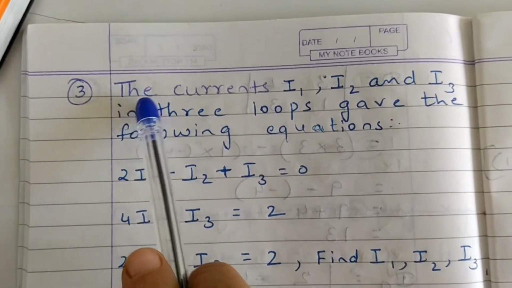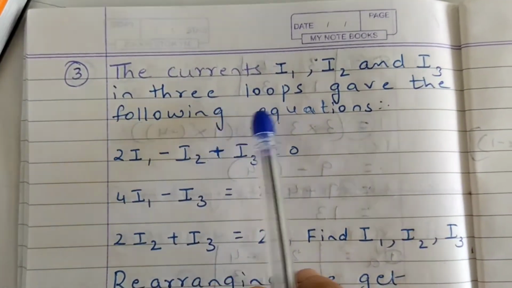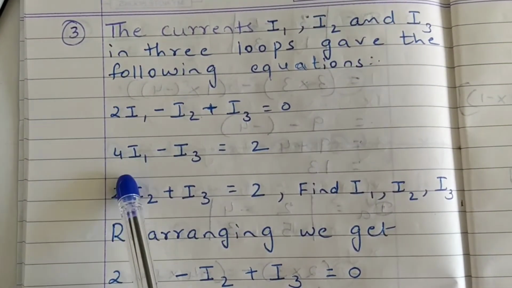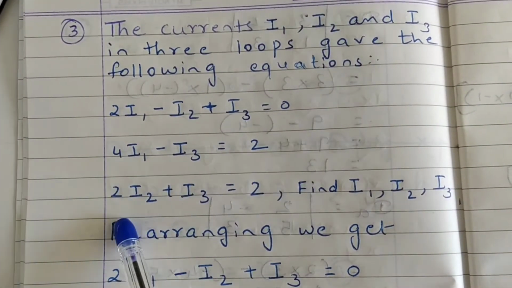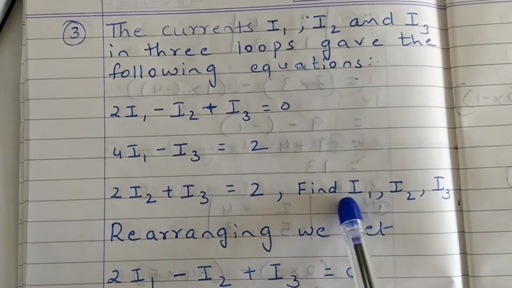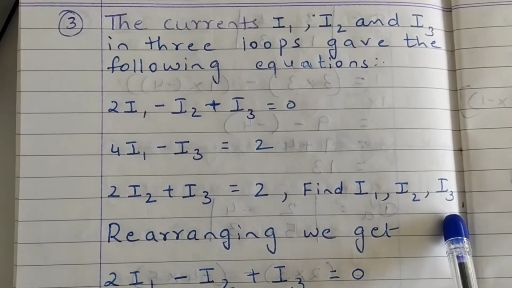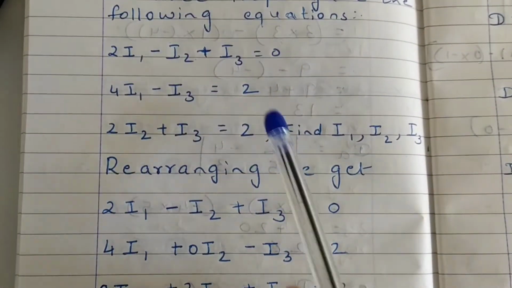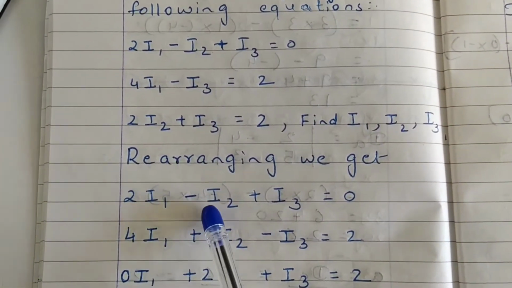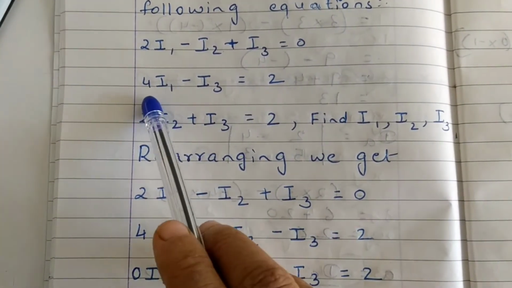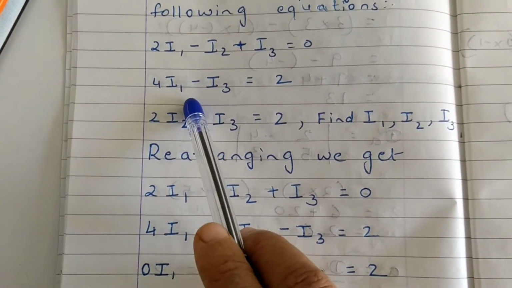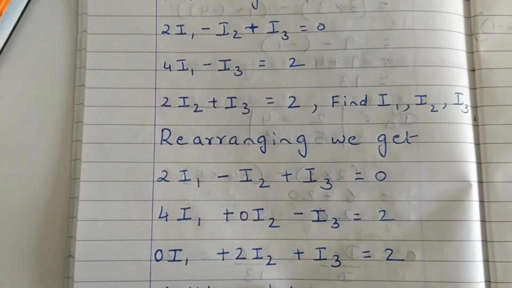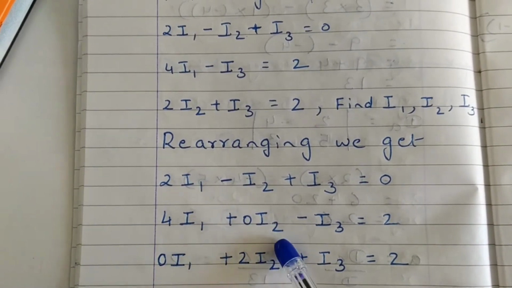The sum says the currents I1, I2 and I3 in 3 loops gave the following equations. 2I1 minus I2 plus I3 is 0, 4I1 minus I3 is equal to 2 and 2I2 plus I3 is 2. And we have to find the value of I1, I2 and I3 using the determinant. Now here we are going to rearrange the terms. If you see, in the first equation we have 2I1 minus I2 plus I3. But in the second equation, I2 is missing. There is no term with I2. So, because we are rearranging the terms, here we will write 0 I2.